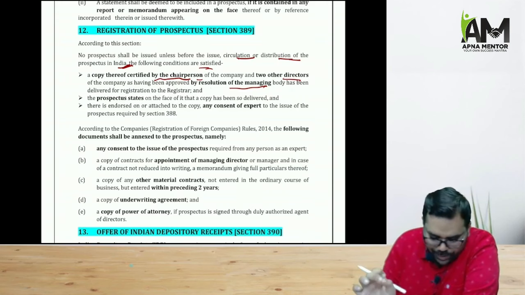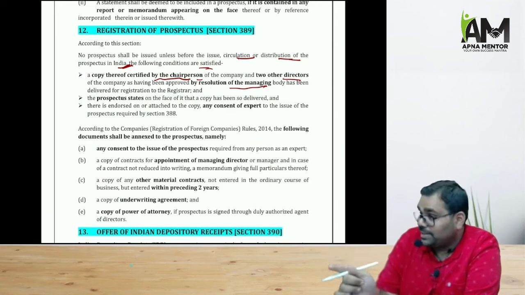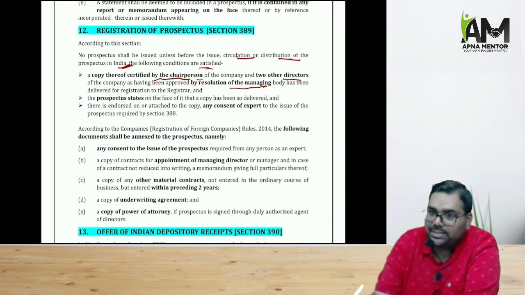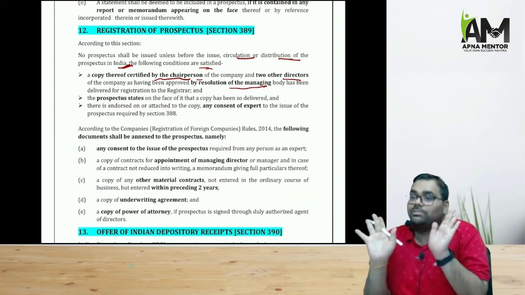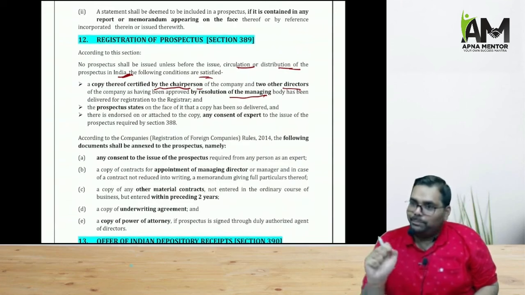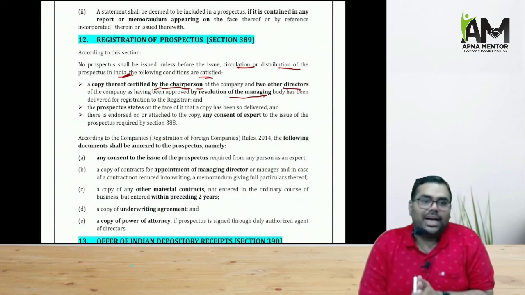Secondly, the prospectus states on the face of it that a copy has been delivered. The prospectus that will be issued to the public will also state that the same prospectus has been delivered to the ROC, so that the shareholders will have faith. The members will have faith that okay, the company has issued the prospectus to the ROC also, and the ROC has also verified.